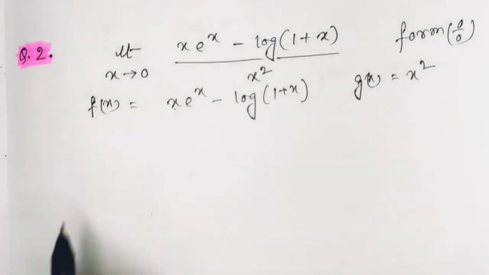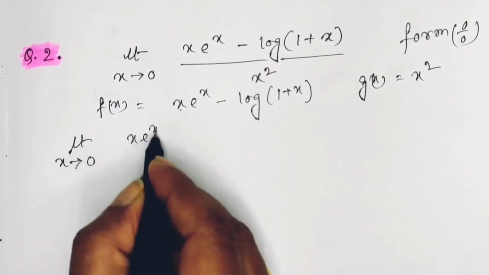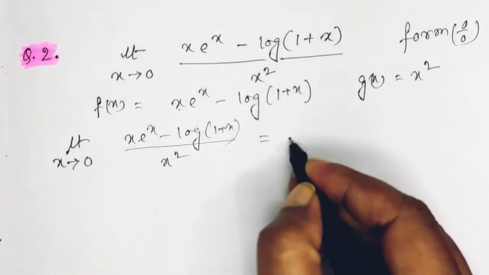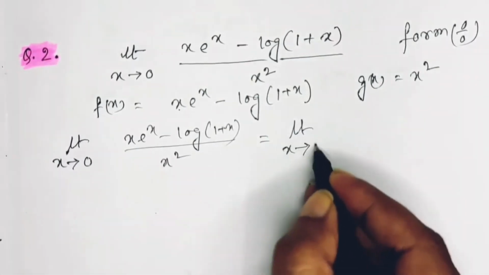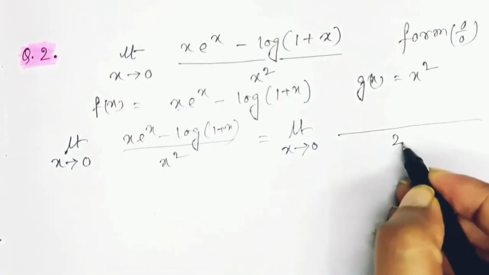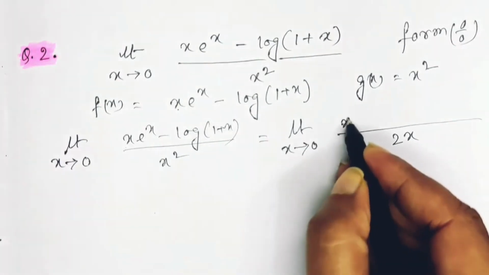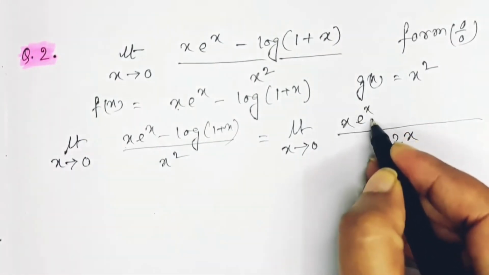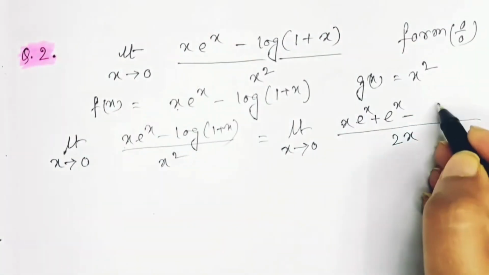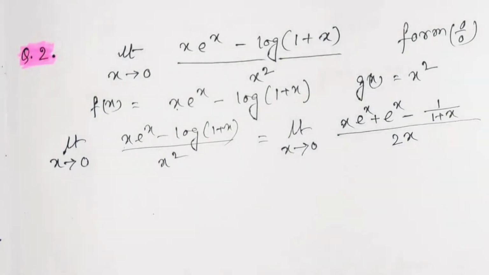For this next one, again we write the limit as x tends to 0 of x e to the power x minus log(1 plus x) divided by x square. Very simple. We again take the derivative of the numerator and denominator. The derivative of the denominator is 2x. For the numerator, x is the first function and e to the power x is the second function, so it is x e to the power x plus e to the power x, minus the derivative of log, which is 1 upon the given function, so 1 upon (1 plus x), and the derivative of x is 1.